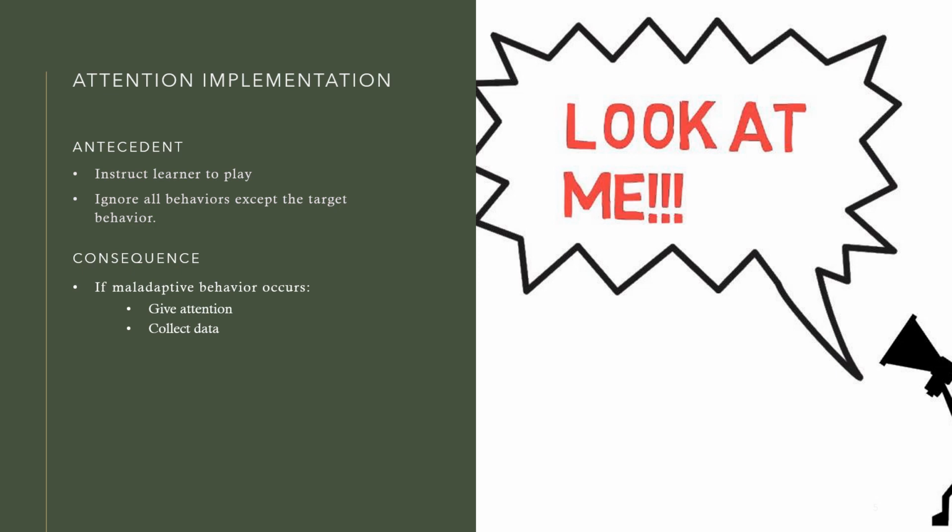Then we have the attention implementation. During this procedure, you will instruct the learner to play. They would have toys in front of them, and then that's when you would place that demand. You'd ignore all behaviors except the target behavior. If the maladaptive behavior occurs, you would provide that attention and collect data on that.